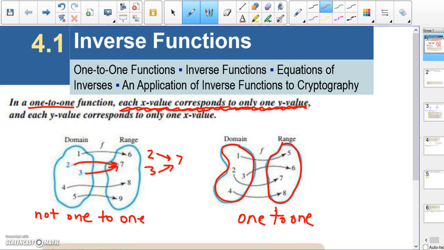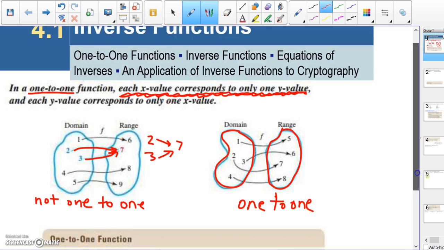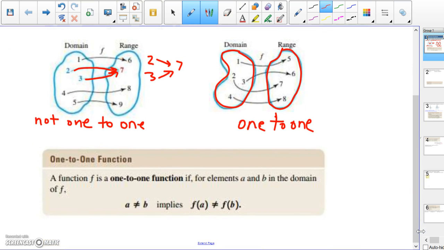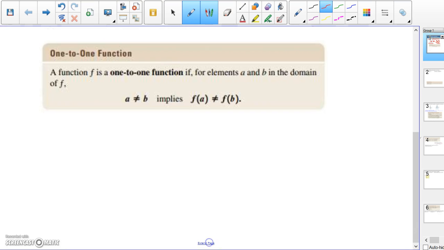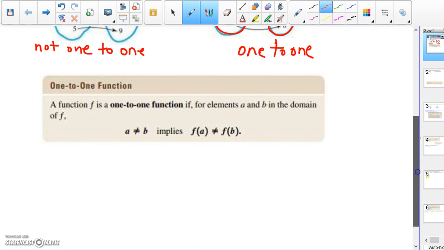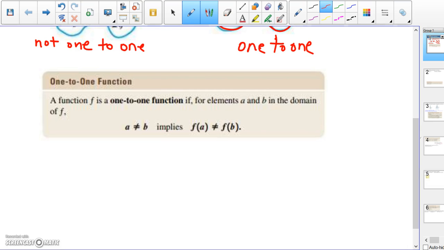Now, the reason it's going to be important to think about one-to-oneness is a function has to be one-to-one in order to have an inverse. So this lesson is going to be about inverses. It's got to be one-to-one in order to have an inverse. So they give you this way to test and see if something is one-to-one. Now, I don't really love this because there is an easier way, but they're giving you a test, a way to test if it's one-to-one.